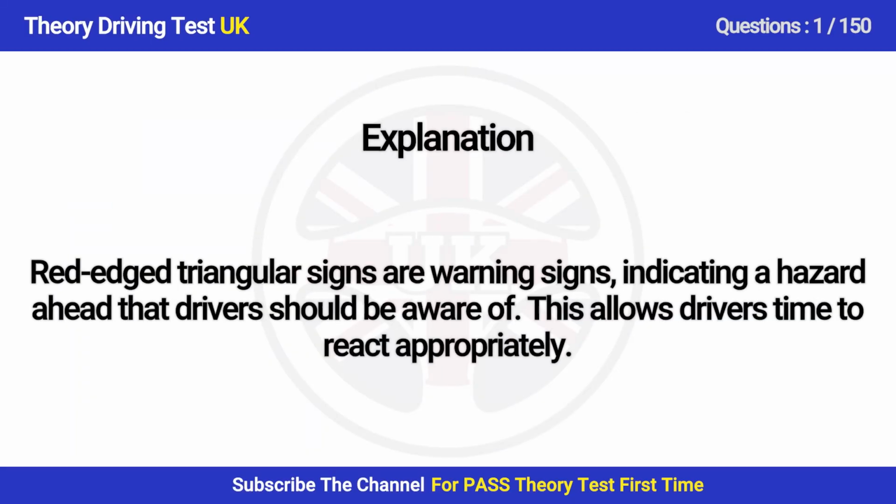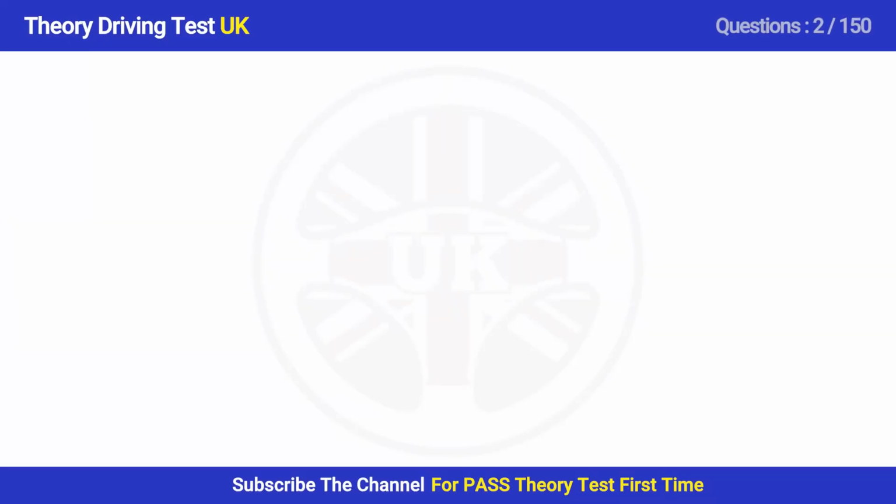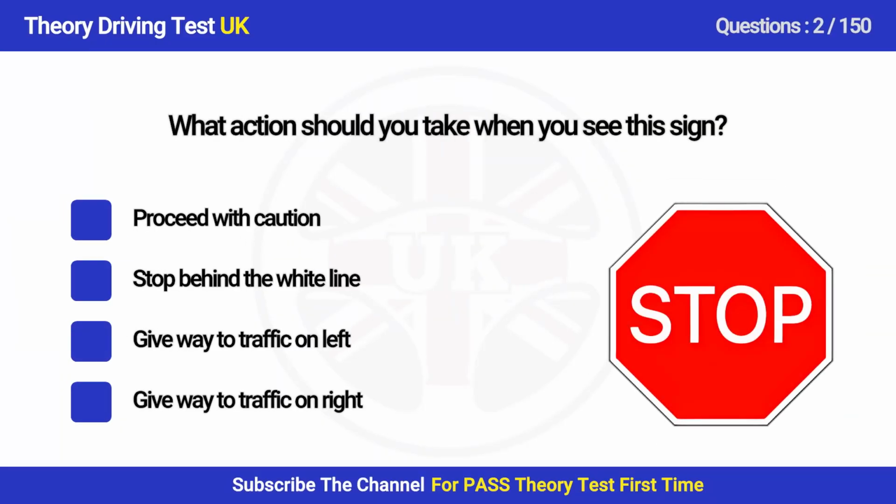Triangular signs are warning signs, indicating a hazard ahead that drivers should be aware of. This allows drivers time to react appropriately. Question 2. What action should you take when you see this sign? A. Proceed with caution. B. Stop behind the white line. C. Give way to traffic on left. D. Give way to traffic on right.